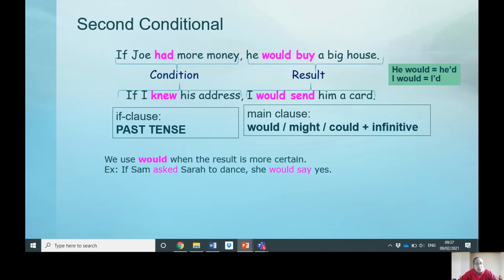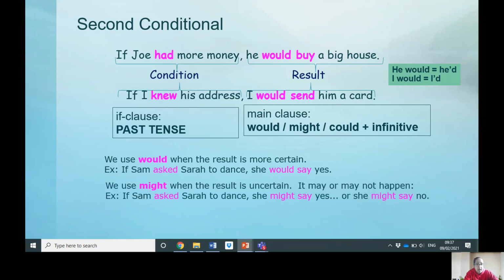Would is used when the result is more certain. If Sam asked Sarah to dance, she would say yes. Might is when the result is less certain. It may or may not happen. If Sam asked Sarah to dance, she might say yes, or she might say no.